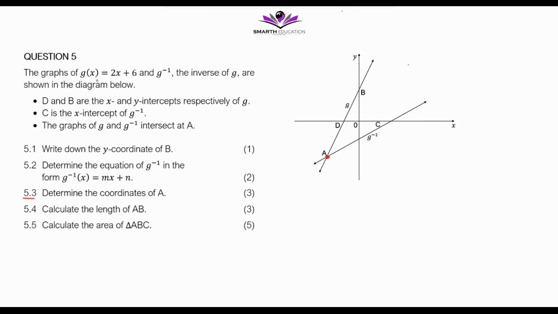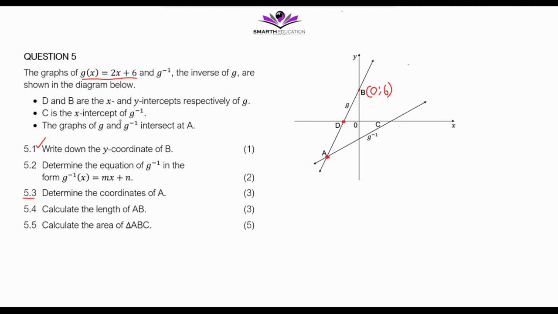The graphs of g of x is equal to 2x plus 6, and the inverse of g are shown in the diagram below. D and B are the x and y intercepts respectively of g. D is the x-intercept, B is the y-intercept. We got that the coordinates of B are 0, 6 in the previous question.